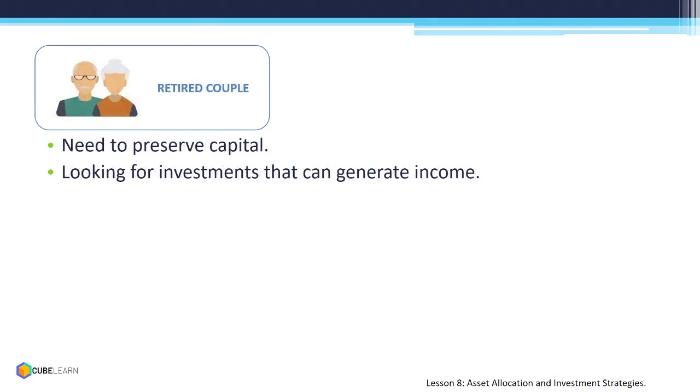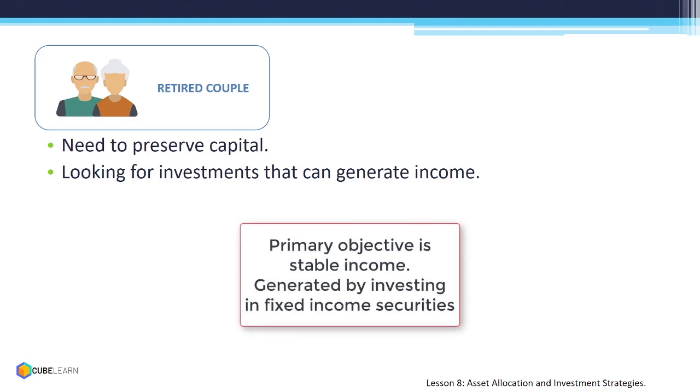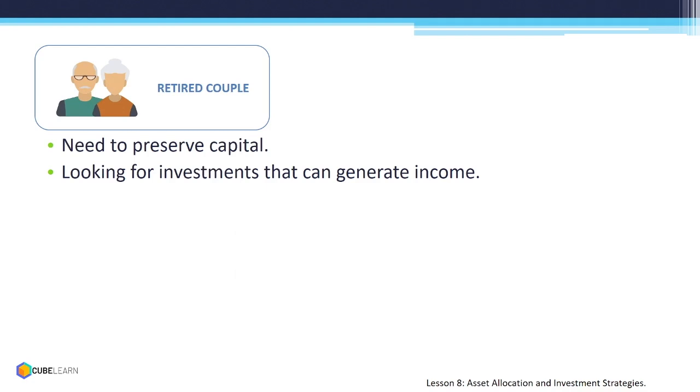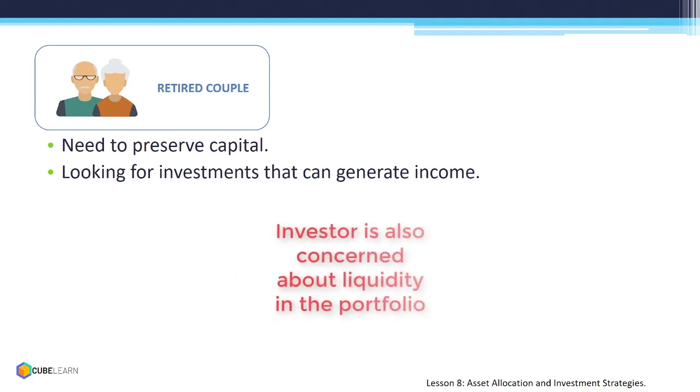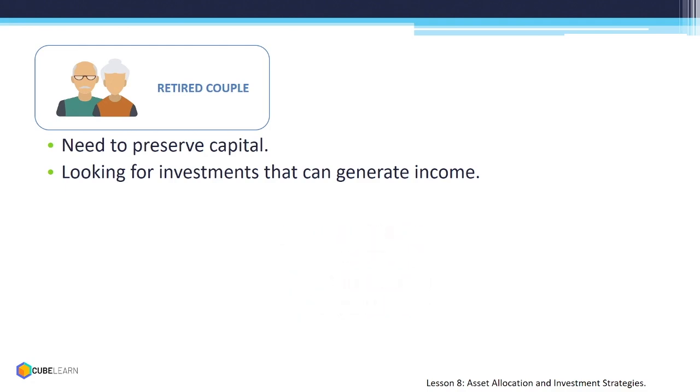Retired couple. Income generation is the primary criterion. They don't mind little investment in equity for capital growth, but primary objective is stable income. Stable income is generated by investing in fixed income securities. Investor is also concerned about liquidity in the portfolio to meet their needs.